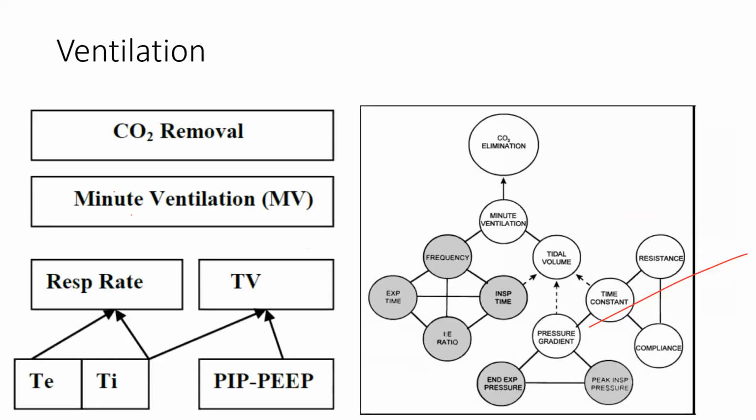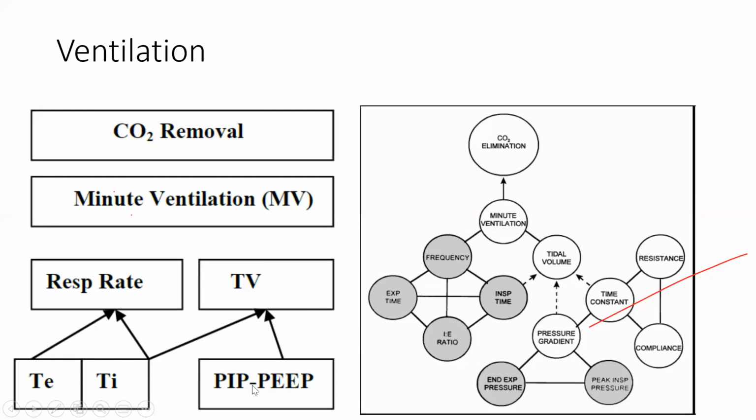Next one is the ventilation. The CO2 removal, the carbon dioxide removal, is mainly dependent on minute ventilation. Minute ventilation is defined as respiratory rate times tidal volume. Again, the respiratory rate depends on the inspiratory time and expiratory time as you adjust. Tidal volume depends on the mean airway pressure.